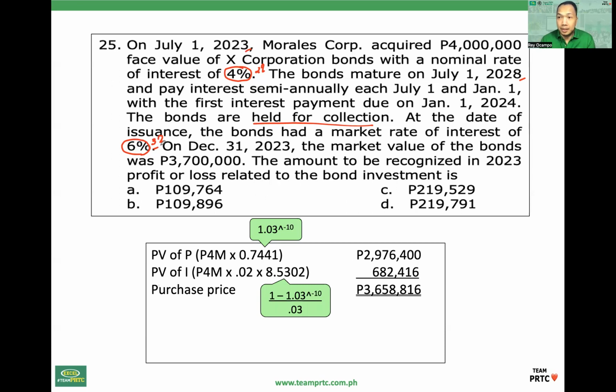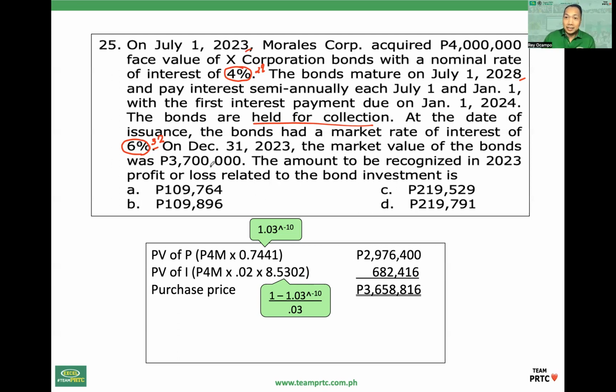In this problem, there is no transaction cost. So because there is no transaction cost, the market rate of 3% is also the effective rate. Actually, this is laborious if there is a transaction cost, because then you need to recalculate the effective rate. If it is FA at AC, the purchase price is the fair value plus transaction cost. Because of that transaction cost, the effective rate will change, so it will not be 3%. That makes the problem laborious, because you have to interpolate again for the new effective rate.